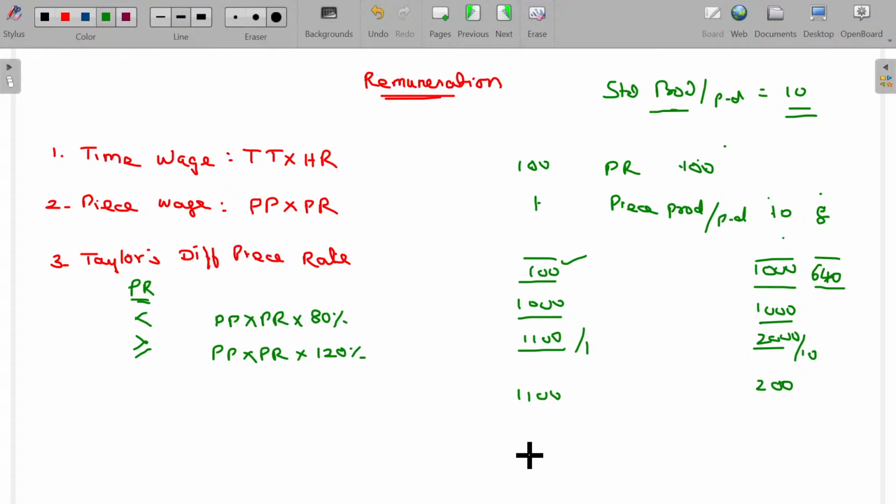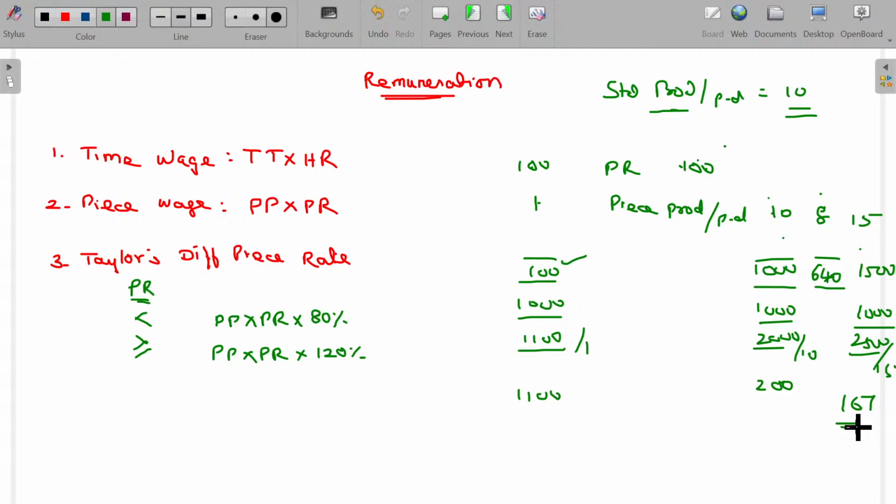If you are producing as per my expectation, I am happy. What happens with the fellow who produces 15 units? 15 into 100 rupees, 1500. My overhead being 1000, the total is 2500 for how many units? 15 units, and the cost per unit being, what's the cost per unit?